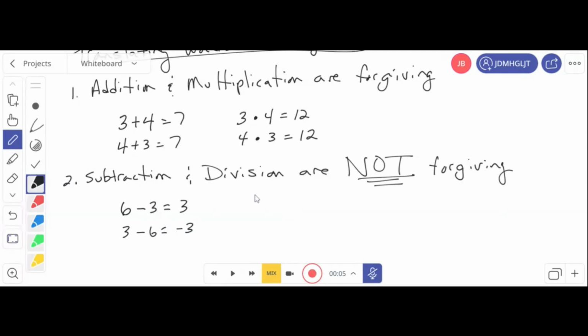If I take 6 and divide it by 3, I get 2. 6 divided by 3 is 2. But 3 divided by 6 is not 2. If I divide the top by 3 and the bottom by 3, I get 1/2. 6 divided by 3 is 2. 3 divided by 6 is 1/2. Two completely different answers. The order is important.